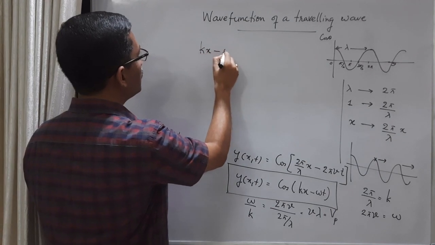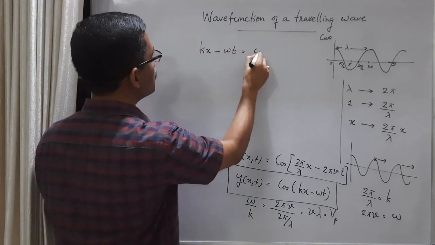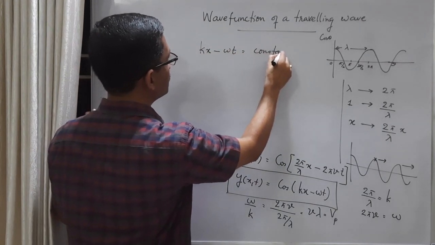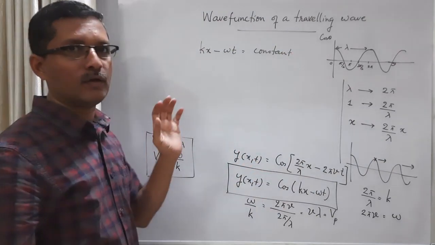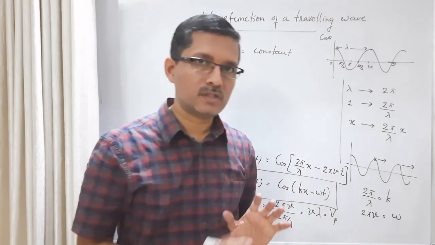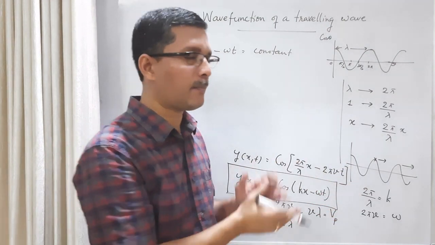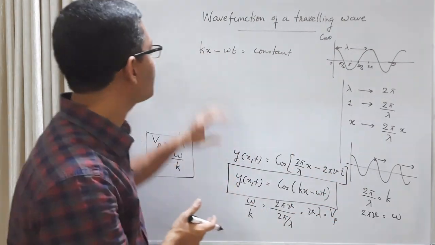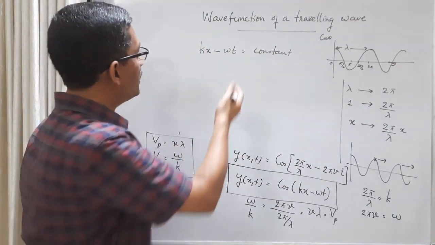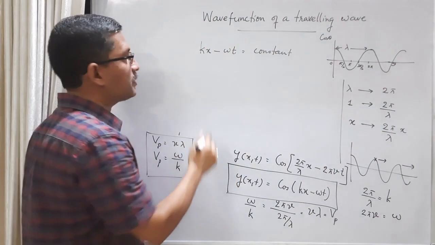So during the propagation, this phase should remain constant. That is the idea of phase velocity. It is the velocity of a point on the wave with constant phase, a point of constant phase on the wave. So phase should be constant. Let us differentiate this with respect to time.